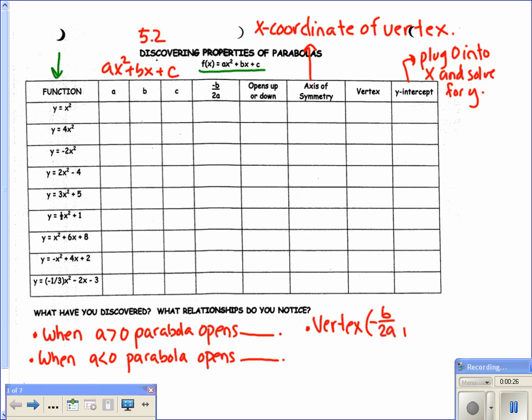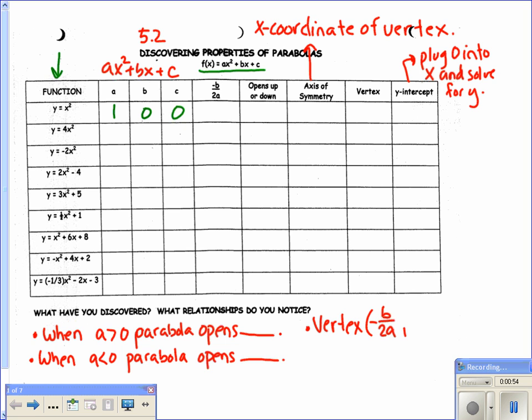So if we look at the first equation that we have here, we have y equals x squared. Notice that there is no linear term and there is no constant term. So because there's only a quadratic term, that means that I know b is 0 and c is 0 because they're not there. So in order to find out what your a is, you look in front of your quadratic term. So what's in front of our a when there's no number there? Remember, it's 1. So we have 1, 0, 0.